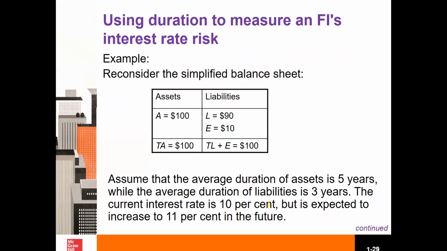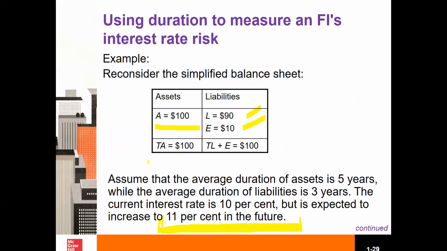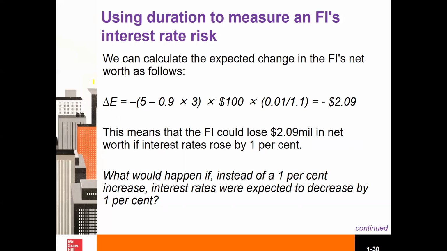Now let's understand this using an example. Let's say a simplified balance sheet of a financial institution where assets are $100, liabilities are $90, and equity is $10. Assume that the average duration of assets is 5 years and the average duration of liabilities is 3 years. The current interest rate is 10%, but it is expected to increase to 11%. That means the interest rate is expected to increase by 1%. So how does this 1% rise in interest rate affect the net worth or equity of the financial institution?